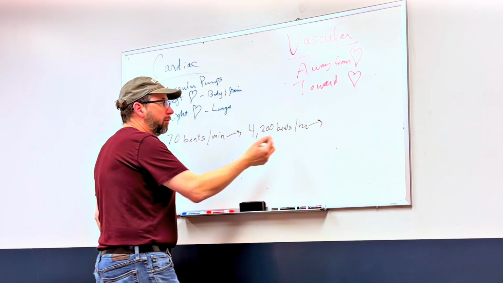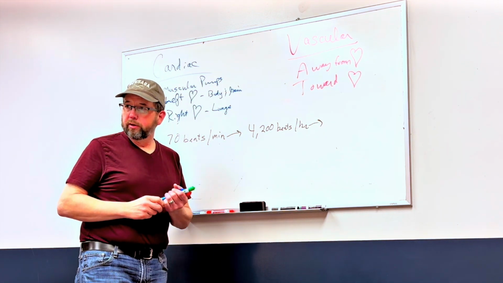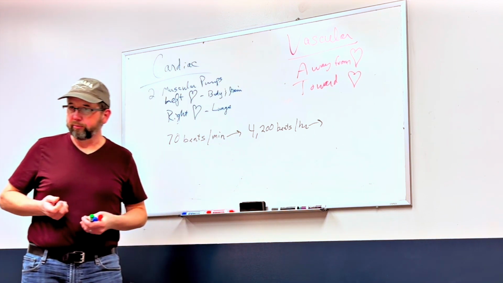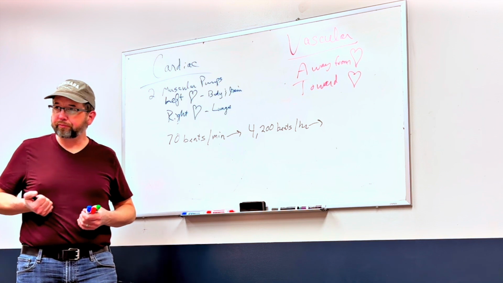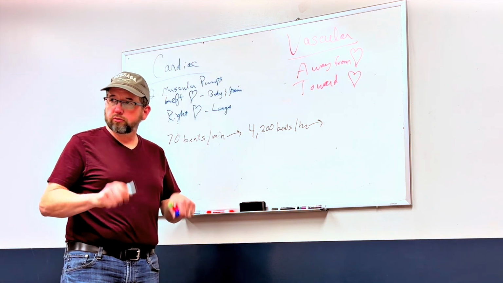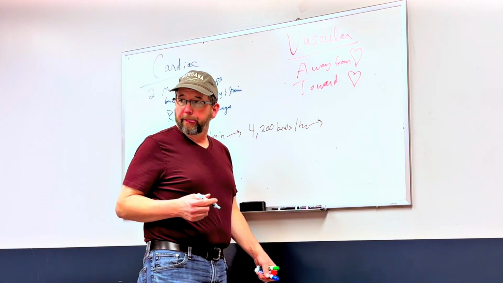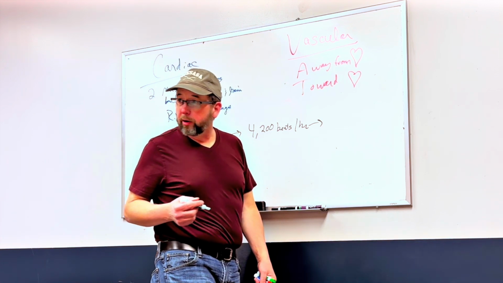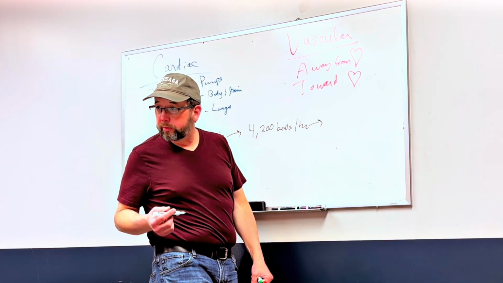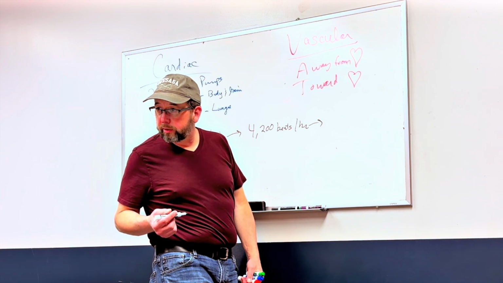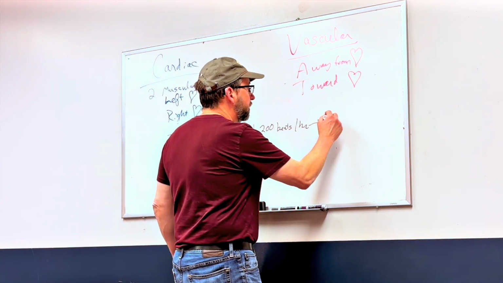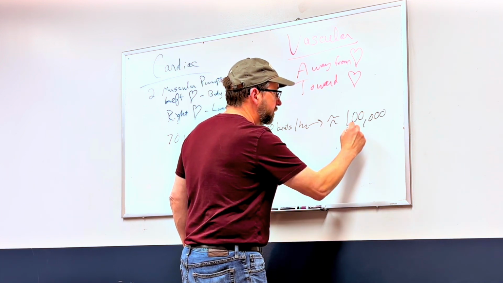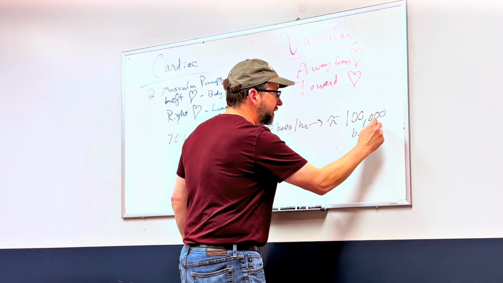And how many hours in a day? 24. So can you do the math on 42 times 24? About 100,000. 100,800. Okay, so we'll just call it about 100,000 beats per day.